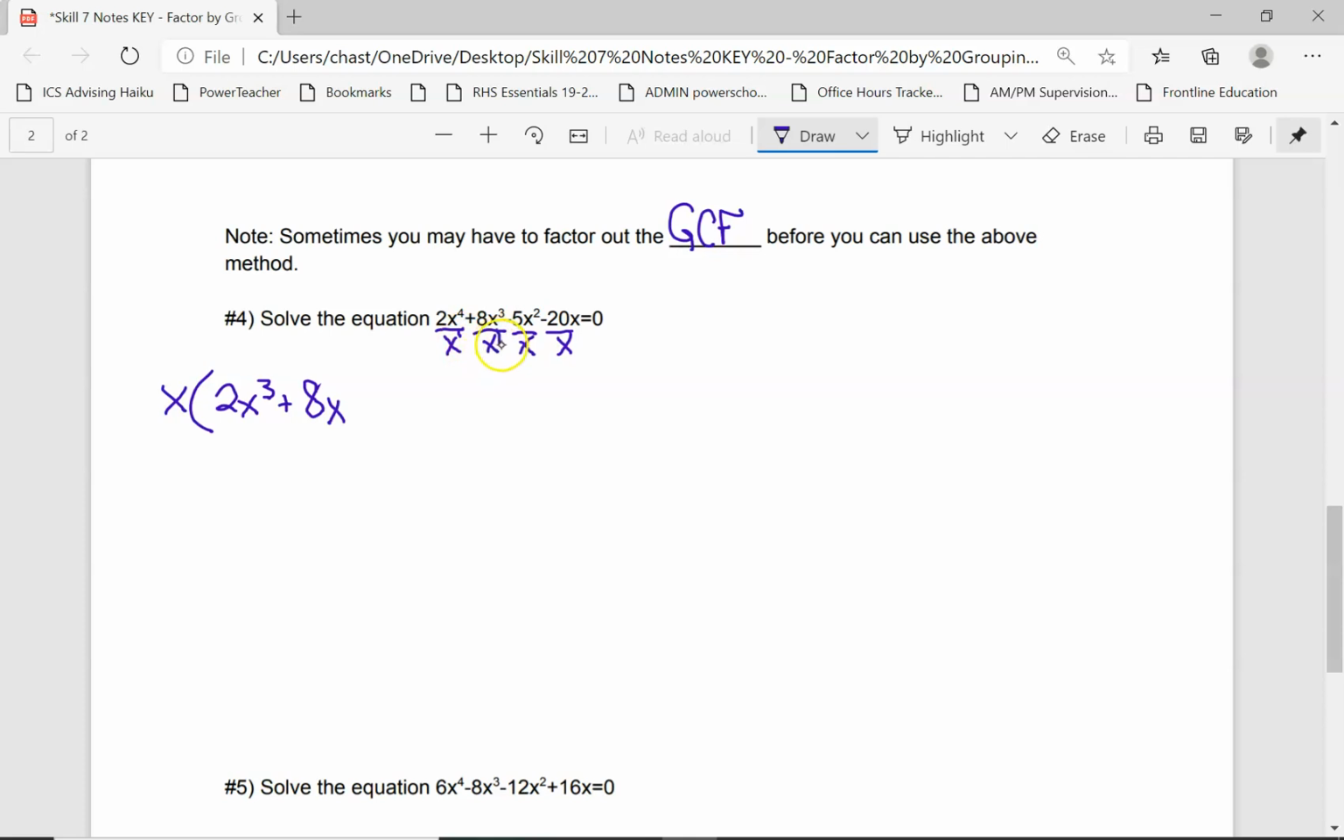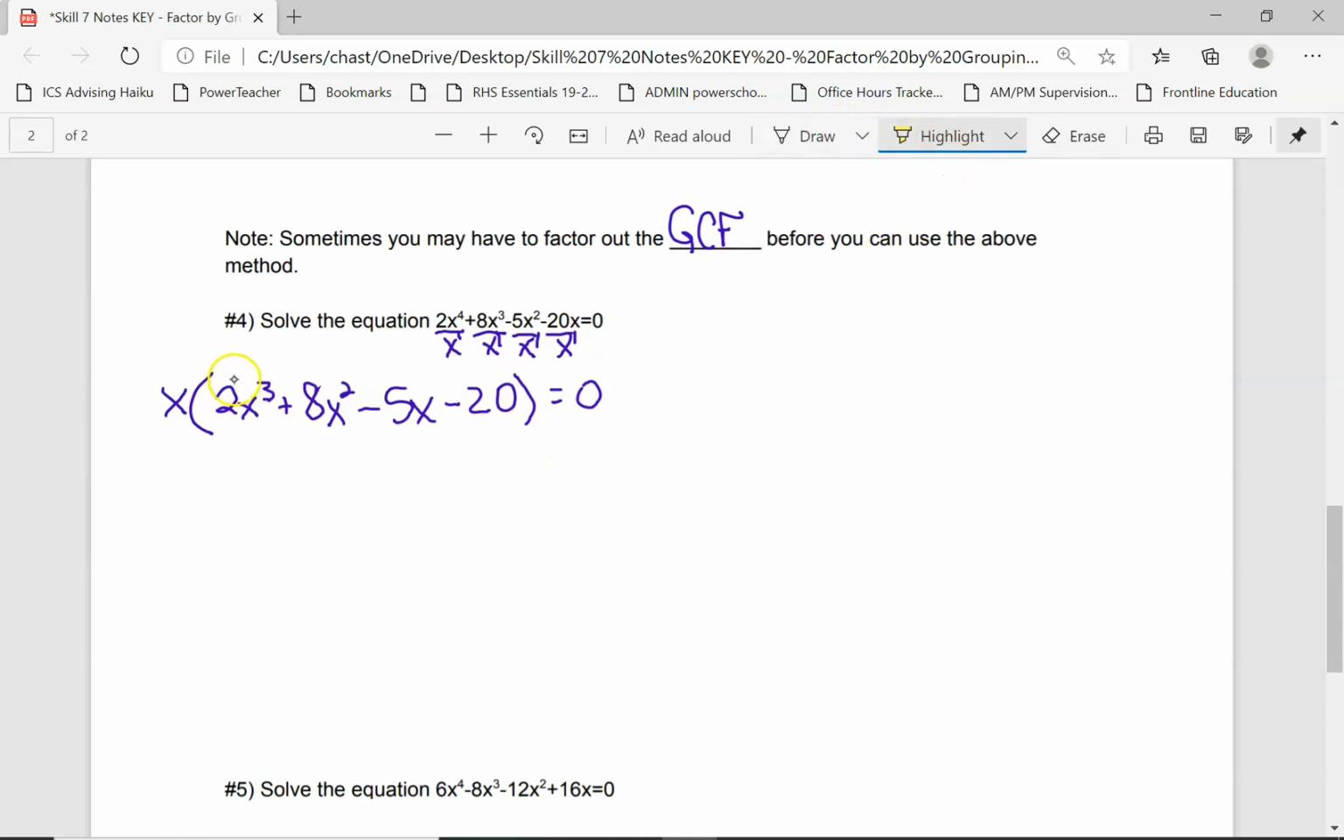Remember, these are x to the ones. So I'm just subtracting the exponents. All right, and so now what I'm going to look at is just what's inside the parentheses here.